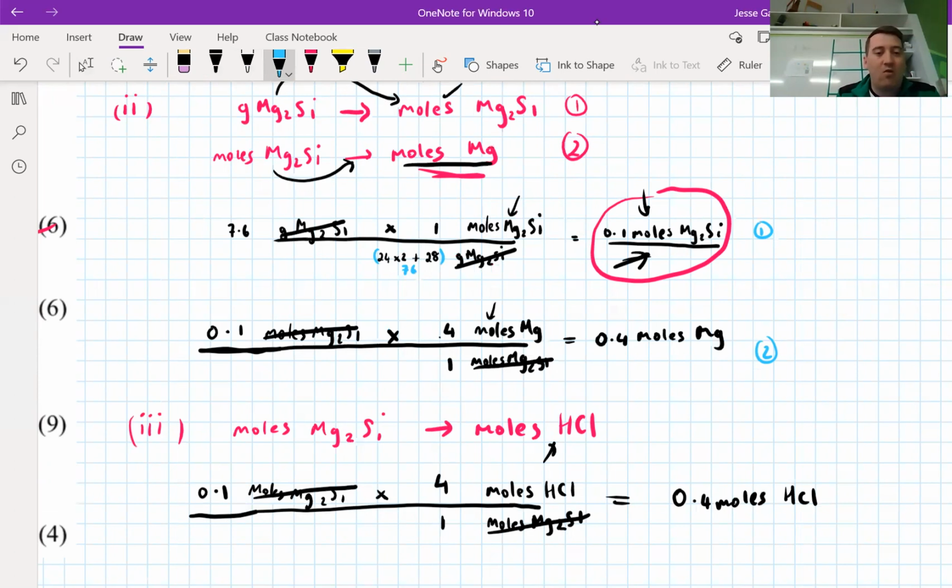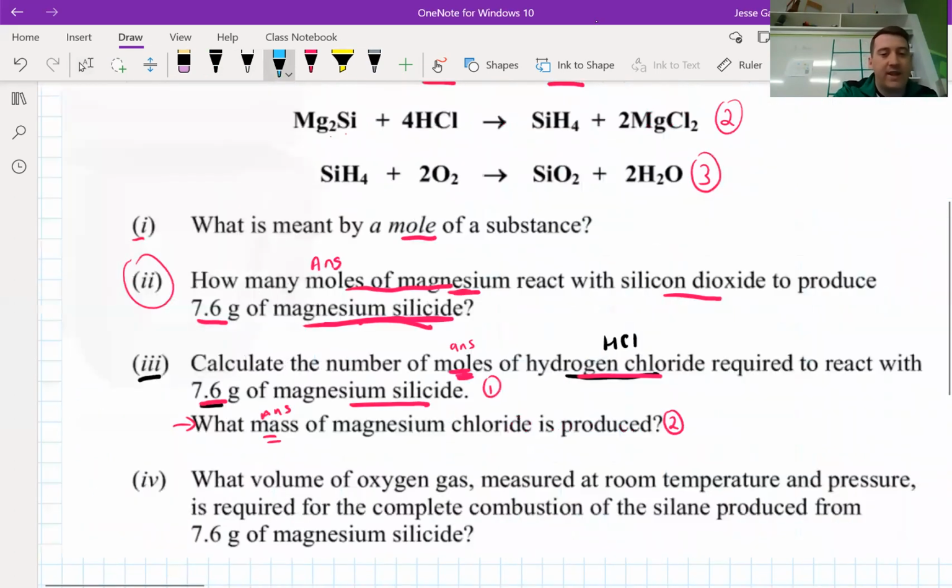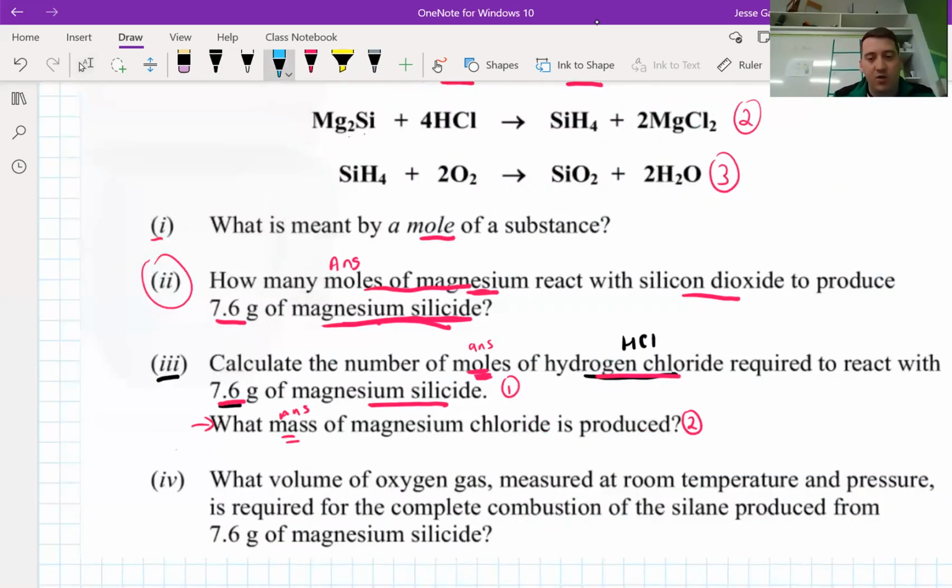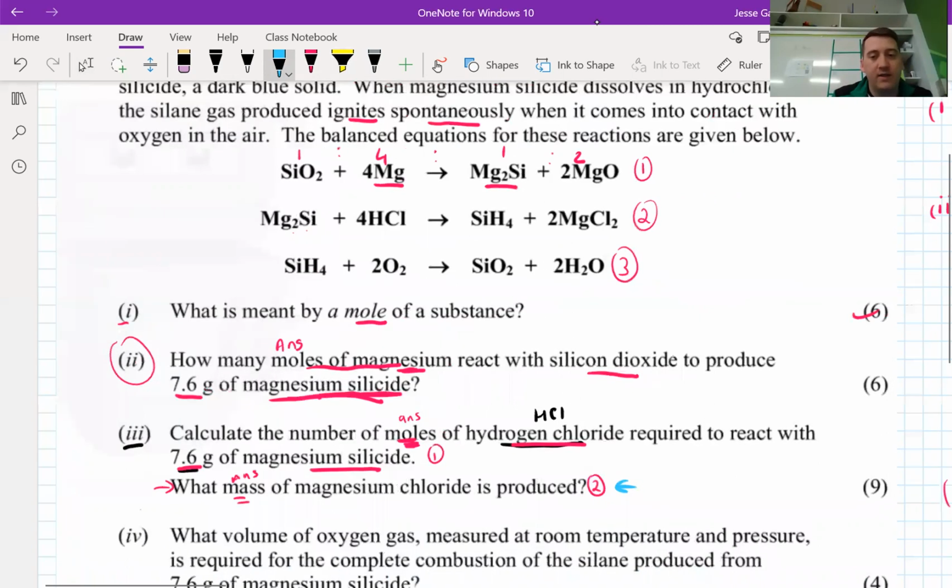So that is part 1 of part 3, but don't forget this. This is critical. This is part 2 of part 3, if you like. What mass of magnesium chloride is produced? So here is magnesium chloride. All right, so if you know how to do this, pause the video and have a go at it now.